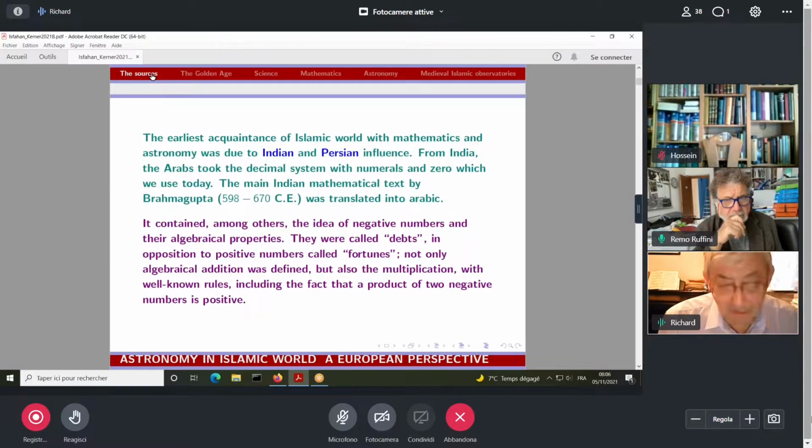So now I just show a little bit of Indian mathematics and astronomy. The earliest acquaintance of the Islamic world with mathematics and astronomy was due to Indian and Persian influence. From India, the Arabs took the decimal system with numerals and zero, which we use today. The main Indian mathematical text by Brahmagupta dates from just before Islam, from the 6th century, and it was later translated into Arabic. It contained, among others, the idea of negative numbers, their algebraical properties.